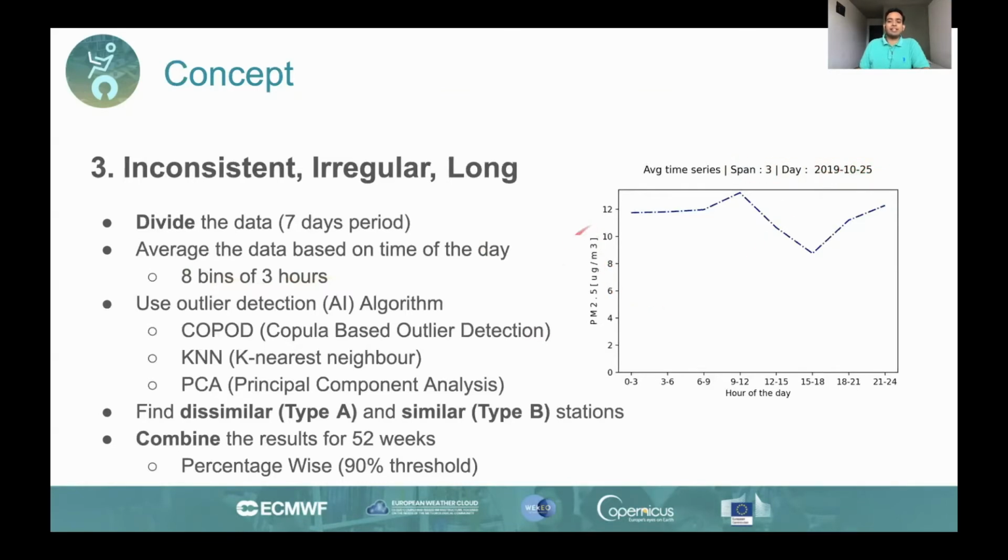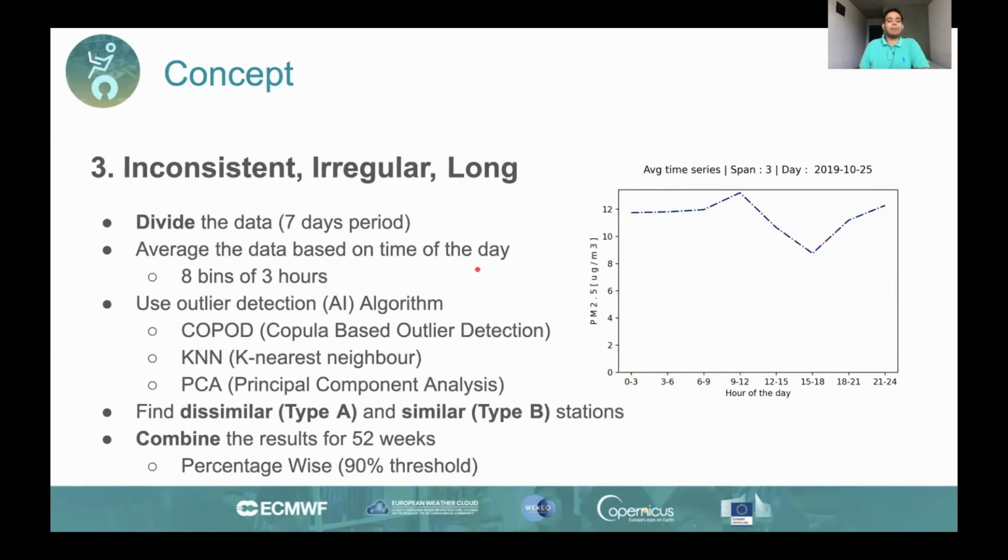Then we select a parameter here, PM 2.5, and we find out what was the average concentration for 7 days between 0 to 3 am, 3 to 6 am, and so forth. What was the average PM 2.5 concentration for 7 days between 21 to 24 hours?